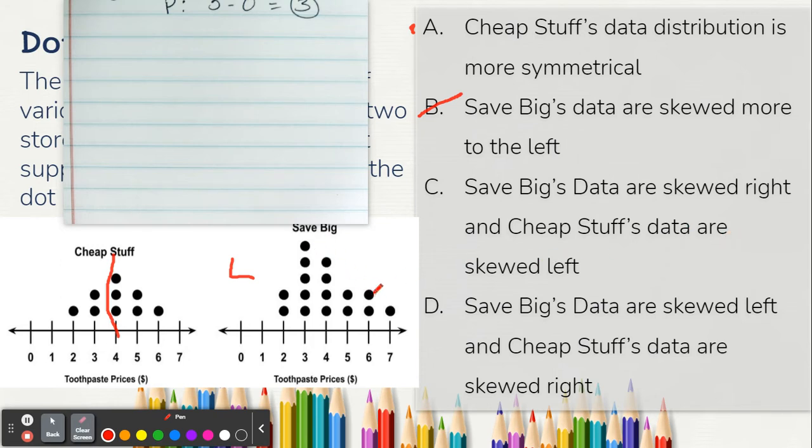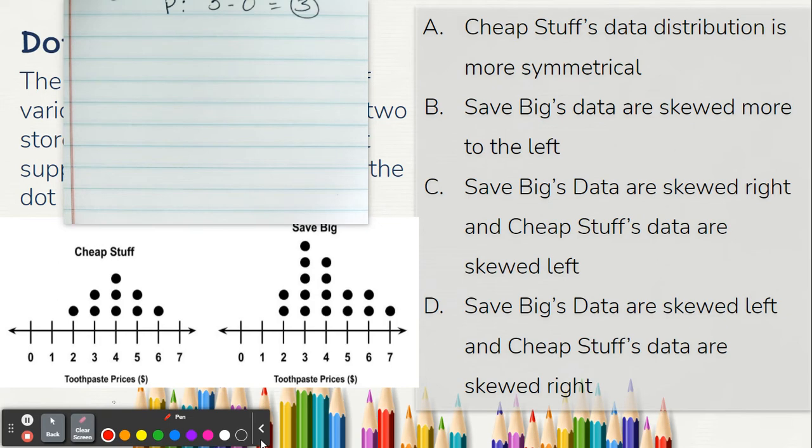So this one, yes, it's skewed right, but Cheap Stuff's data is not skewed at all, because it's got about the same on both sides. So we're gonna cross that out. Save Big's data are skewed left, and Cheap Stuff's data are skewed right. So it's not that one either, because we already know Save Big's data is skewed more to the right than to the left. So it is A, because I know Cheap Stuff's data looks more symmetrical. It makes a little pyramid. That helps me figure out that it's symmetrical.